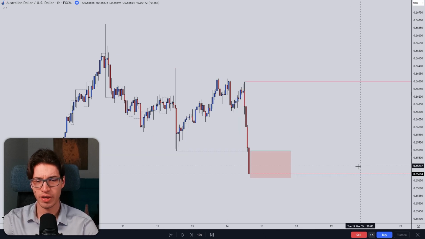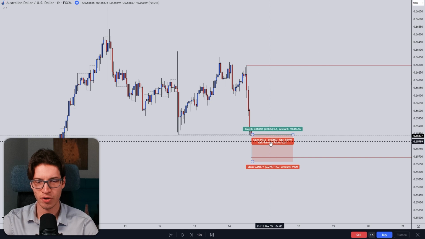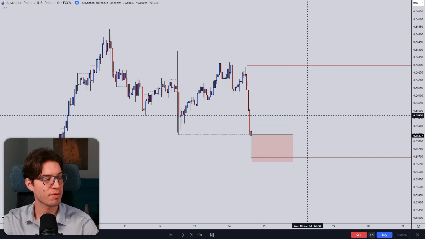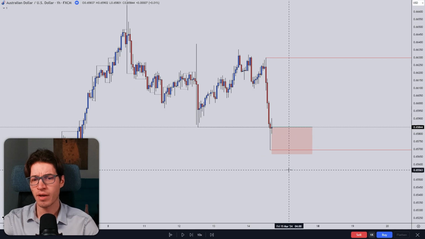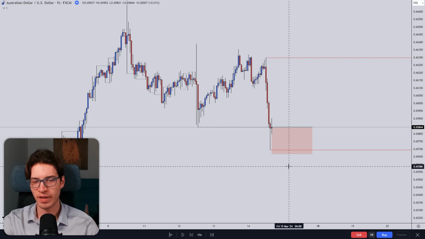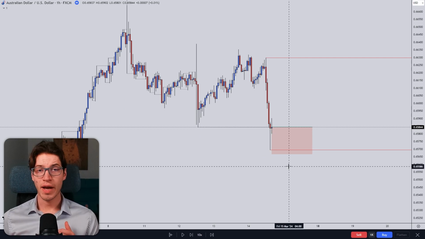Price does push into the lower liquidity area, prints a huge wick. Okay, prints an absolutely huge wick, and then rejects. So for me, this was enough to take a liquidity sweep trade. I won't discuss the stop loss or the take profit levels.